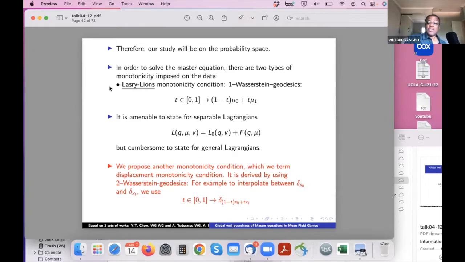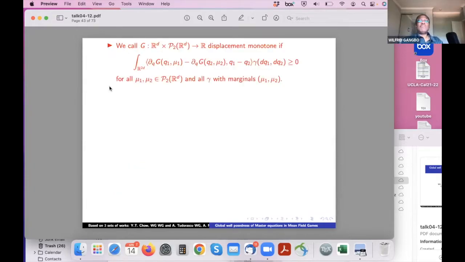More generally, you can express the Wasserstein 2 geodesic. It is equivalent to the geodesic on the flat Hilbert space. So you lift your function to the flat Hilbert space, and you use the geodesic there. The displacement monotonicity condition on the Wasserstein space corresponds to a monotonicity condition on the Hilbert space. So I will start with a value function which depends only on the position and the distribution.